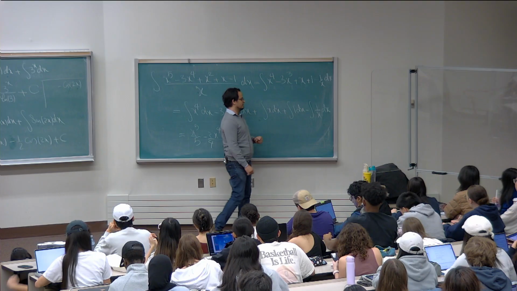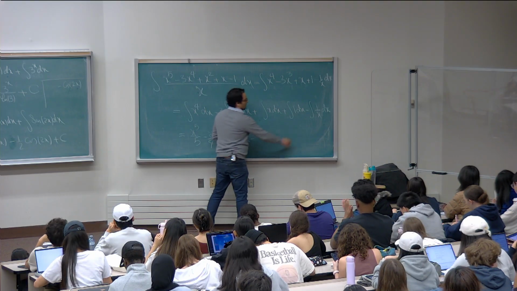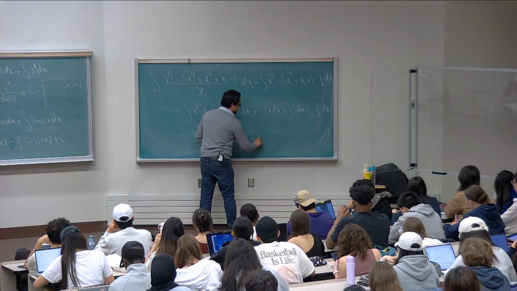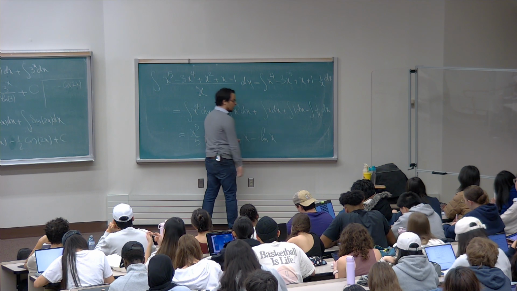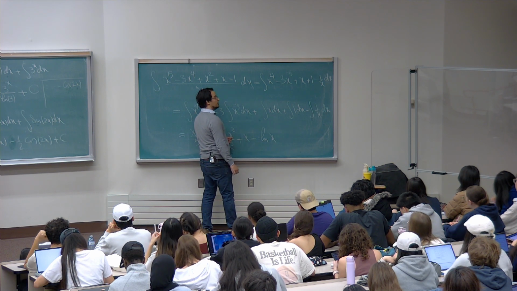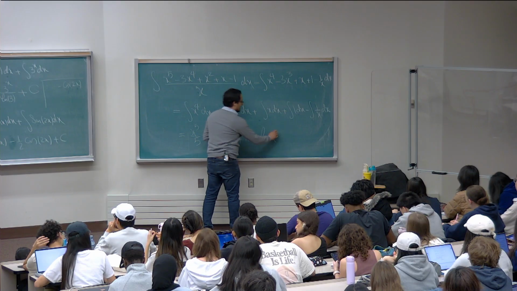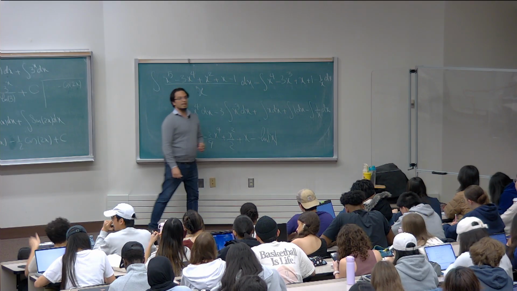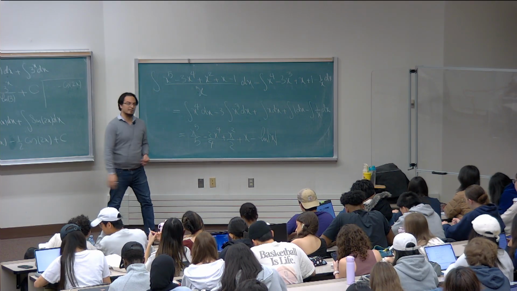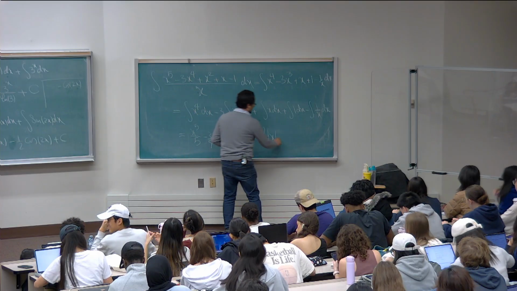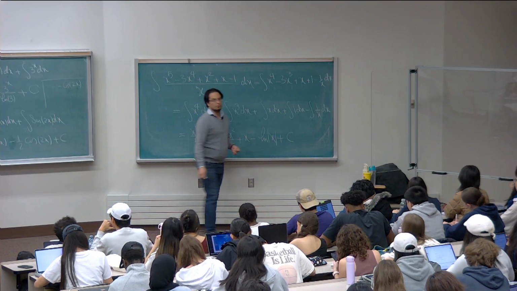X. Thank you. And the antiderivative of 1 over x is not ln x. If we want to get the whole domain for that, it's ln of the absolute value of x, and then you go plus c.